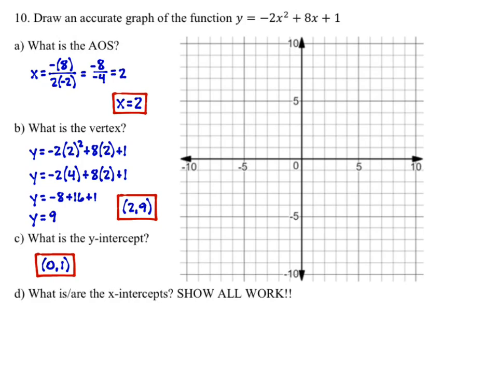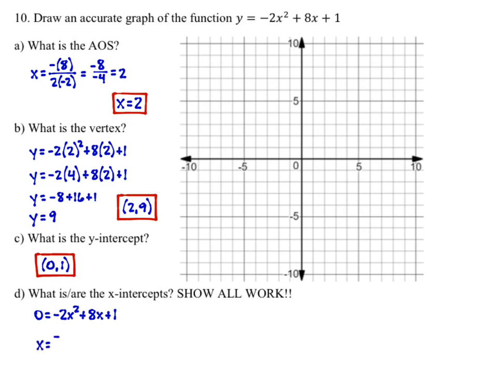And then for part D, it says, what are the x-intercepts? Show all your work. Well, how do you find x-intercepts? X-intercepts are when y equals 0. So the first step in this is to say 0 equals negative 2x squared plus 8x plus 1. And then from here, we'll solve. I will just note here that if you try factoring, it's not going to work. So we have to revert to maybe the quadratic formula or some other method.